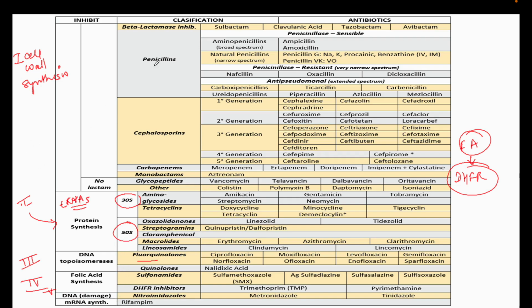In cell wall synthesis we have penicillin, the beta lactam class. The beta lactam ring is mainly found in the cell wall of gram positive bacteria. So these are the classes of different penicillin-like drugs. Currently many bacteria are quite resistant to penicillins.